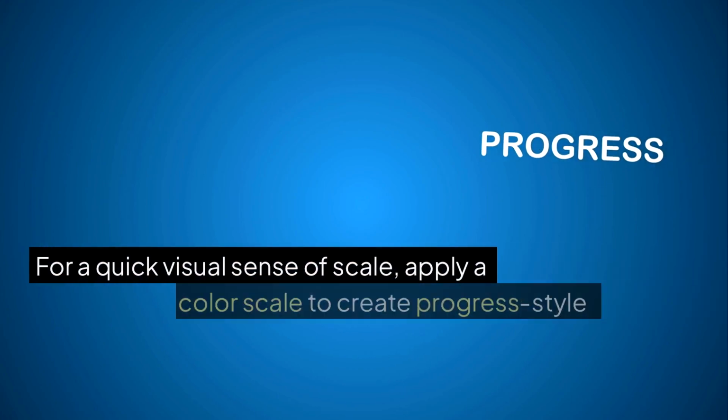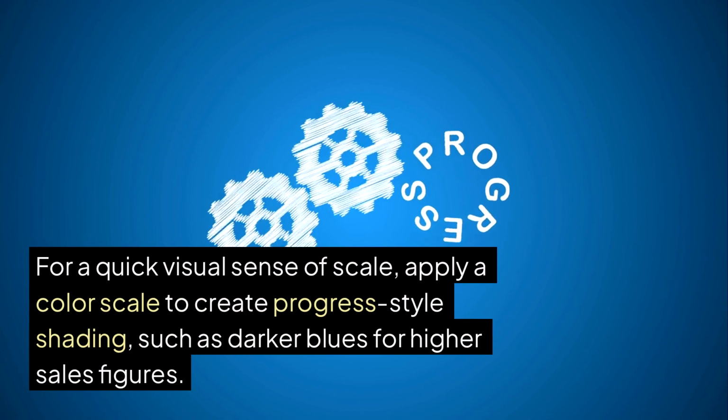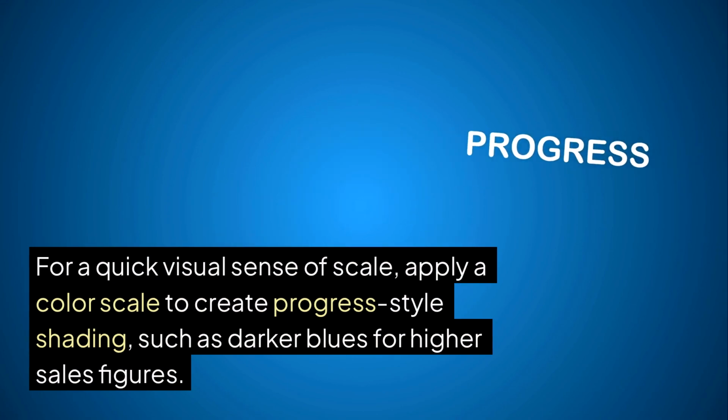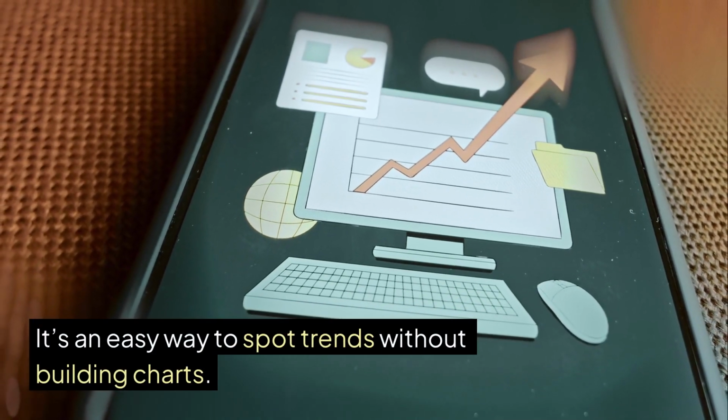For a quick visual sense of scale, apply a color scale to create progress-style shading, such as darker blues for higher sales figures. It's an easy way to spot trends without building charts.